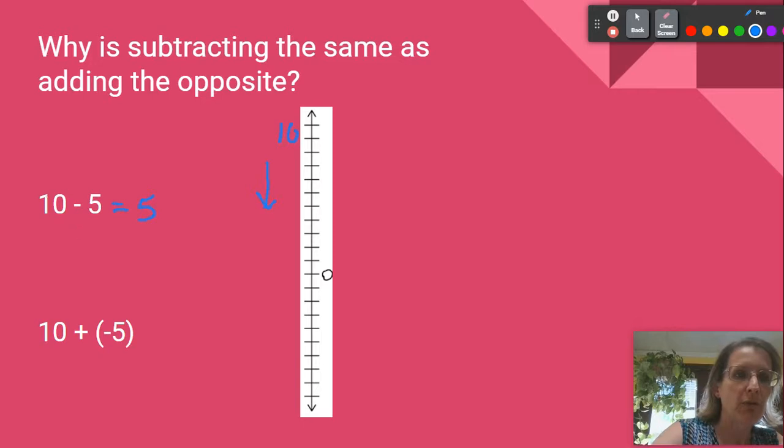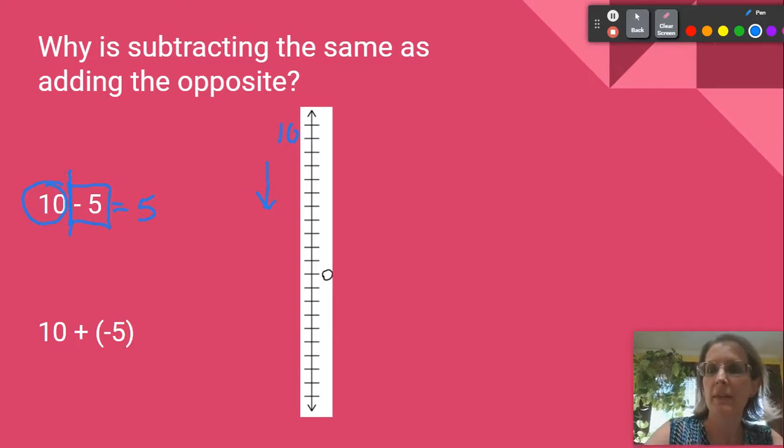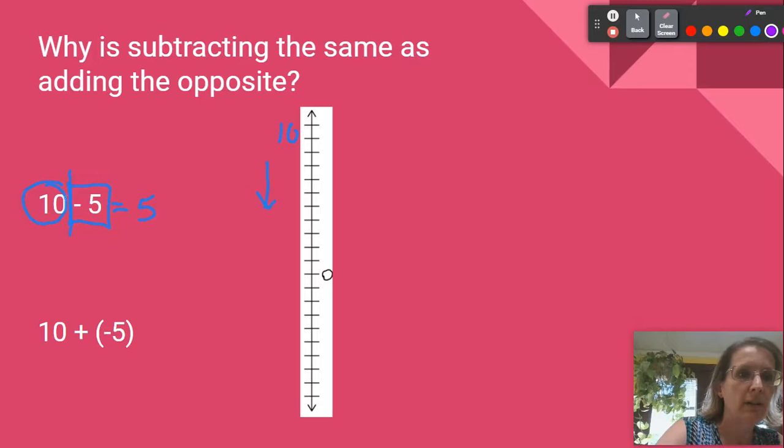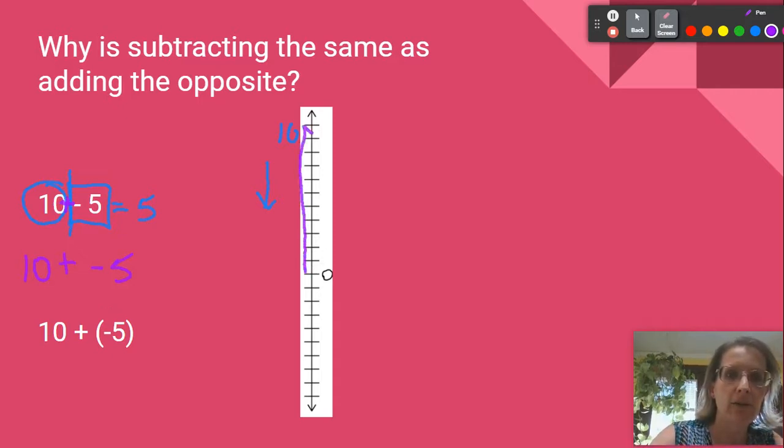But if I were to rewrite this, just like we did with the terms, I have a positive 10 and a negative 5. And one thing that you can do is just think about putting a plus in between those terms. And that turns into 10 plus negative 5, which is what we see here. And as we know from adding, if I have 10, I would go up for positive 10, but then negative 5, I would go down for the negative 5 to end up still at positive 5.